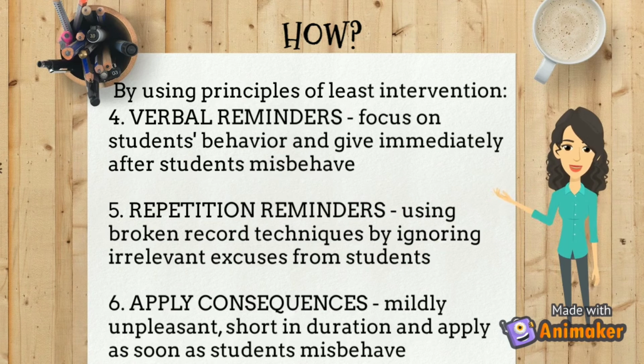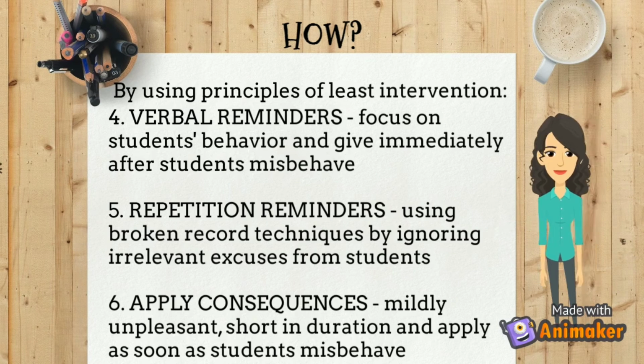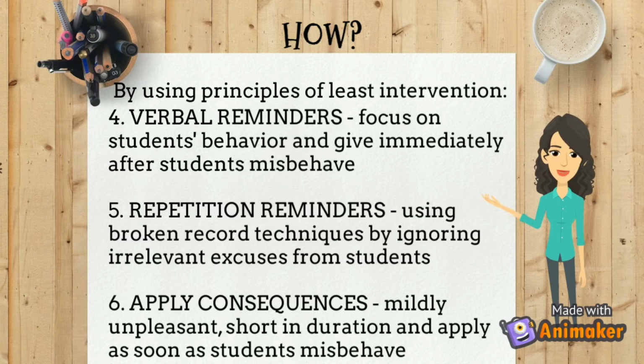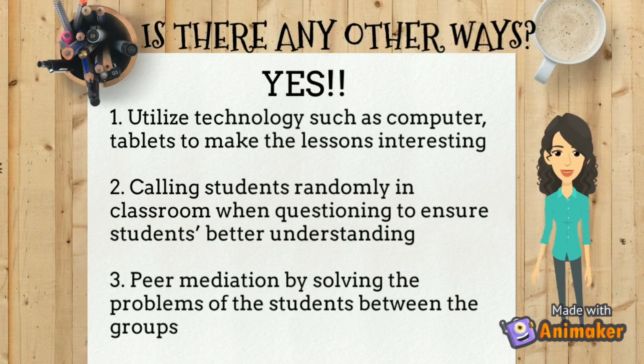Fourth principle is just verbal reminder by focusing on students' behavior and give immediately after student misbehave. Fifth is repetition reminder using broken record technique. Last is applying consequence. The consequence is mildly unpleasant, short in duration, and apply as soon as student misbehave. Is there any other ways? Yes, of course, by utilizing technology, calling students randomly when questioning, and peer mediation.